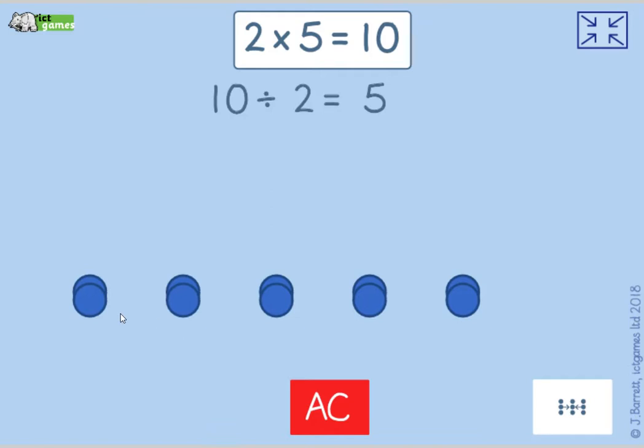10, there's 10 shared into piles of 2, groups of 2. That's a group of 2, that's a group of 2, that's a group of 2, that's a group of 2, that's a group of 2. How many piles are there? 1, 2, 3, 4, 5. There's 5 piles of 2. Super job. Put those back together again.